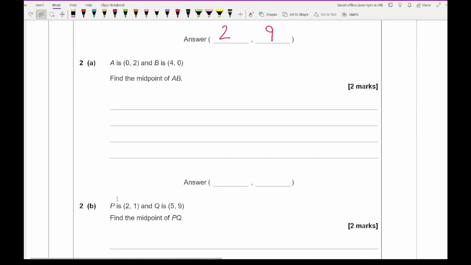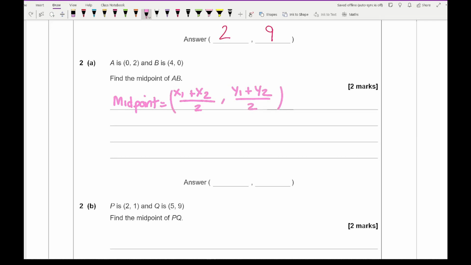Moving on to question 2, it says A is (0, 2), B is (4, 0). Find the midpoint of AB. Well, there is a formula for the midpoint of 2 coordinates, and that is x1 plus x2, divided by 2, and y1 plus y2 divided by 2.